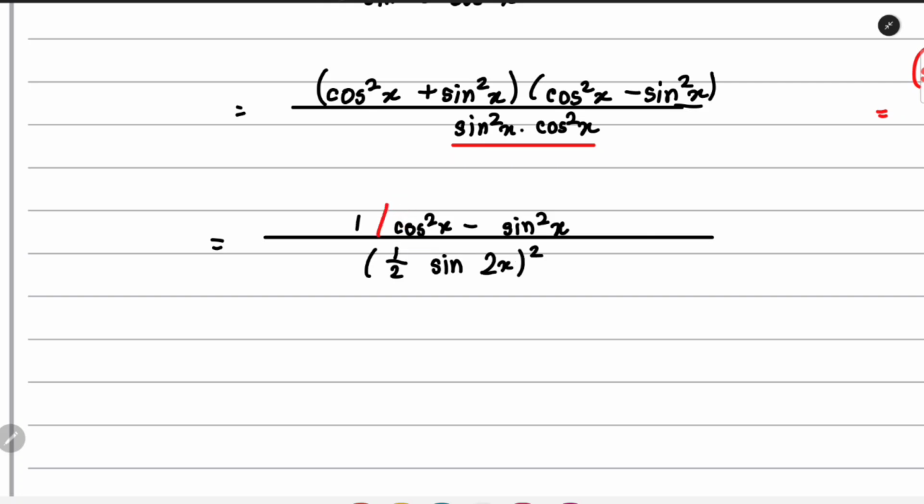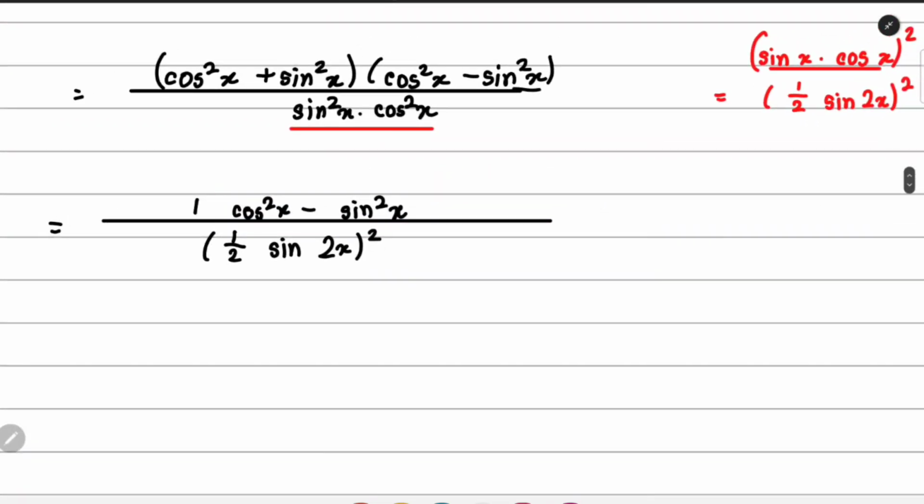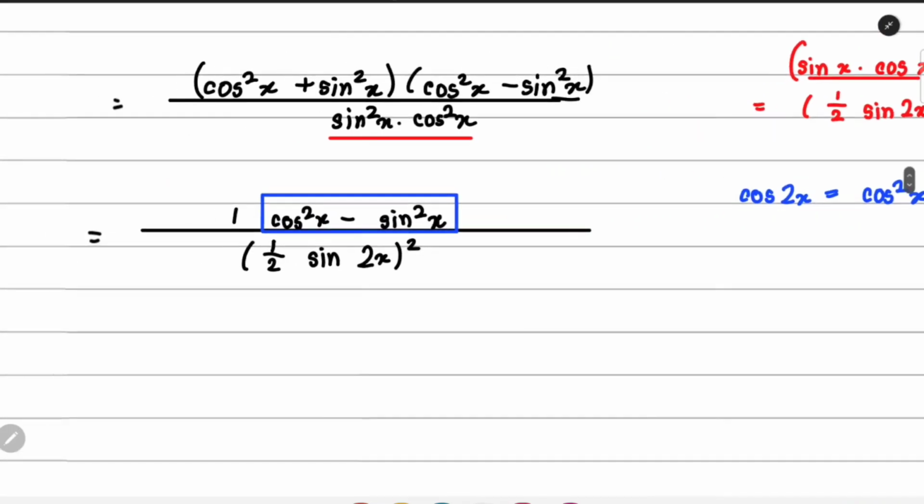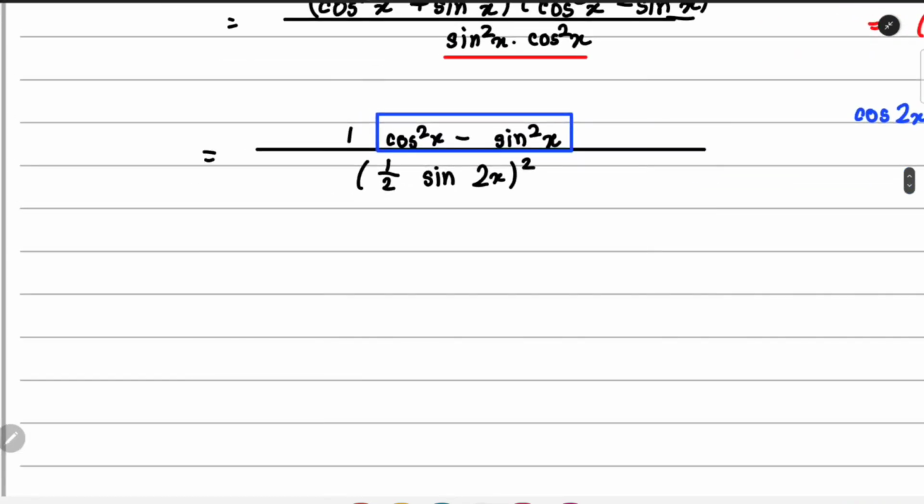Now we can use the double angle formula for cos for converting this. We know that cos 2x is cos² x − sin² x. We don't have to do anything over here. We can just replace this blue thing with cos 2x. So we'll have cos 2x divided by (half sin 2x) whole square.